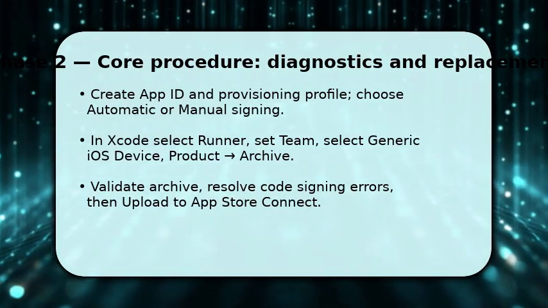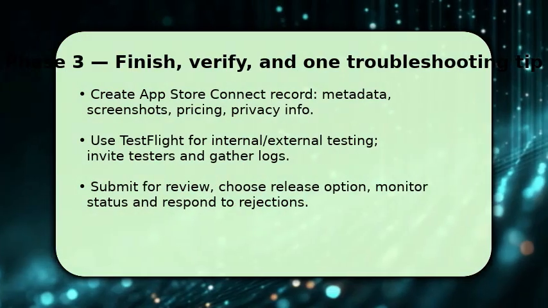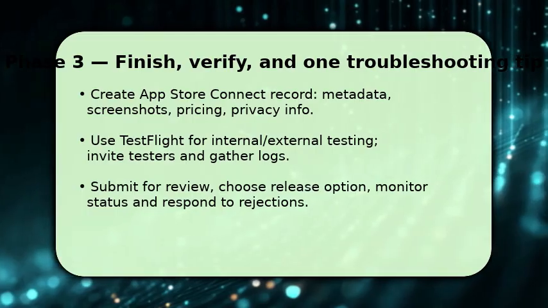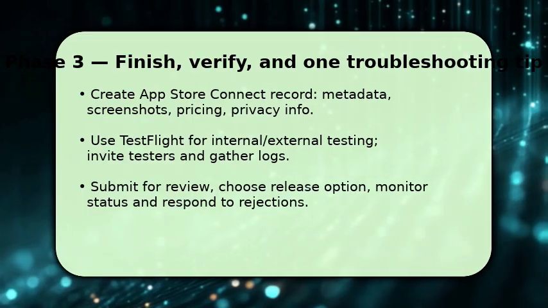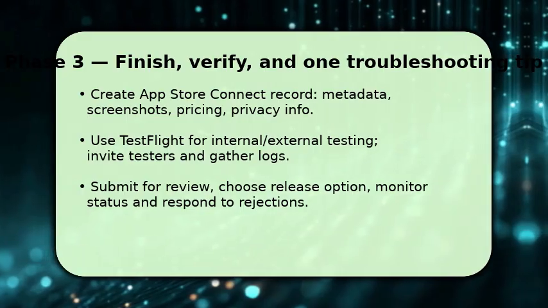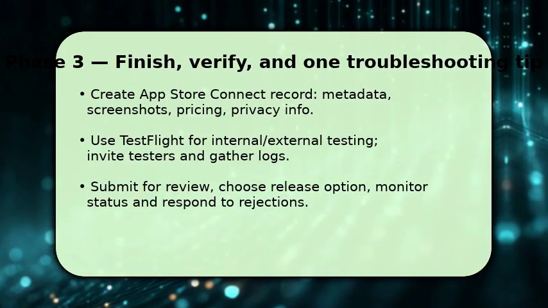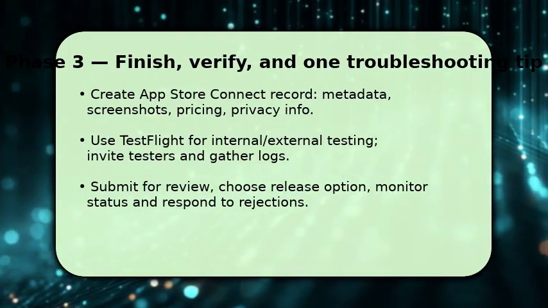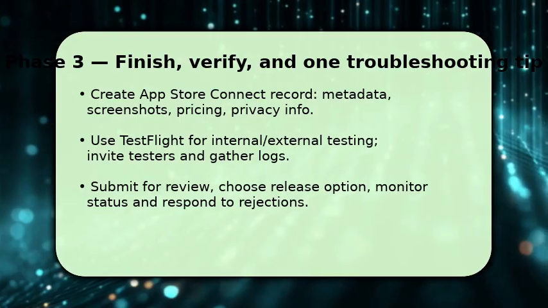Finish by completing the App Store Connect listing. Write the description, add screenshots at required sizes, set pricing, and add privacy details. Once the build appears, attach it to a release or push it to TestFlight to gather early feedback. You then submit for review and pick automatic or manual release. Make sure entitlements and App Store screenshots match the binary.